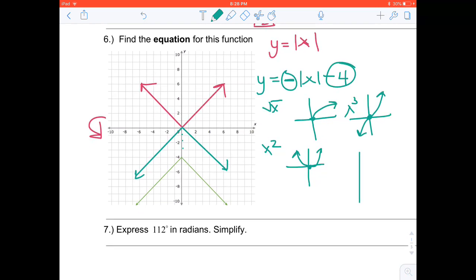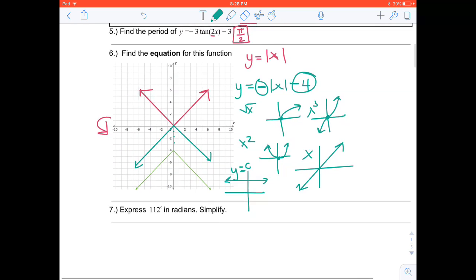Then we also have the more basic functions, the one that's just the line, that's y equals x. And then your last one was the constant, which is just any number, y equals 2, y equals 3, whatever it is. I'll just call it C for constant. So those are your parent functions that you want to be familiar with. And so any of those kinds of transformations might come up on the final.